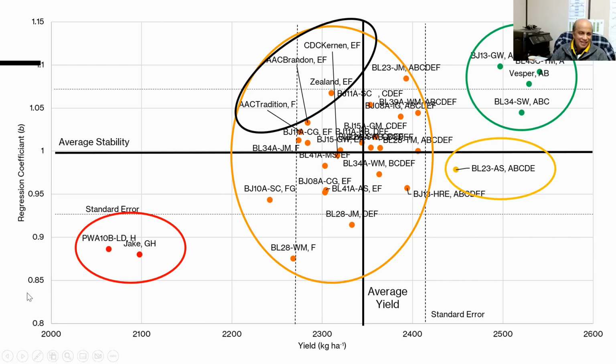Yeah, exactly. It gives us an indication that the genotypes that are slightly lower yielding are a lot more stable. So they don't necessarily respond to better environments. Some papers would say that they are more adapted to poor environments, right?